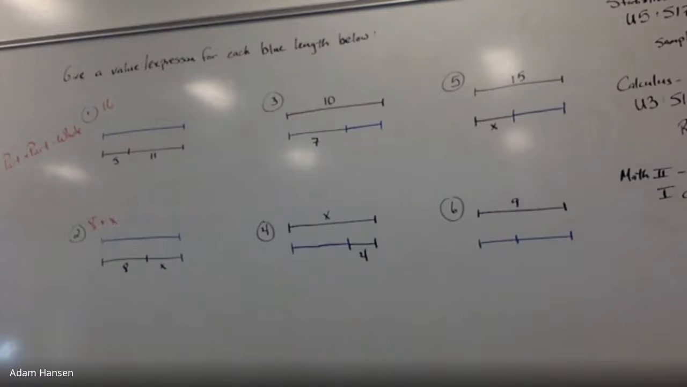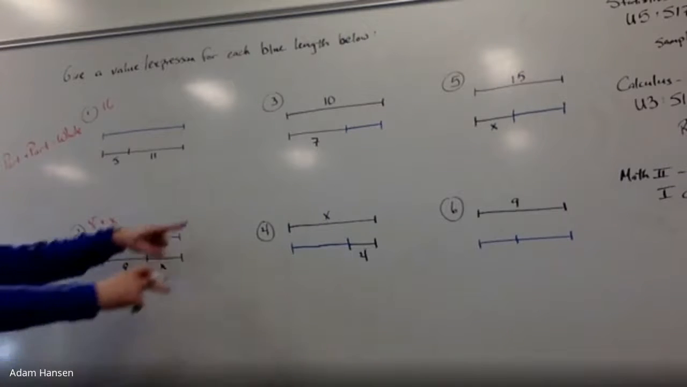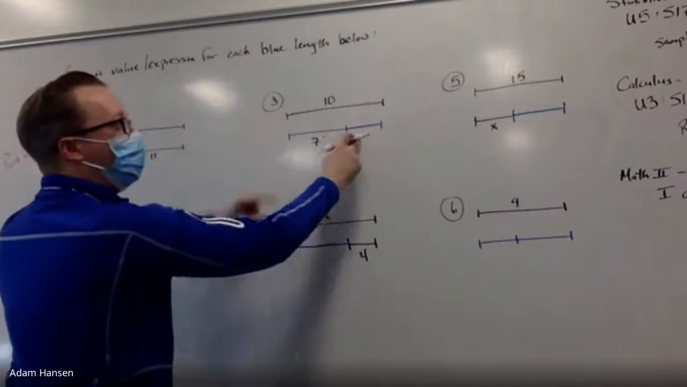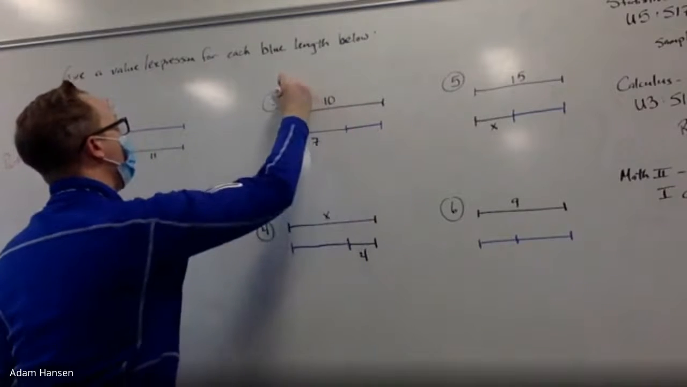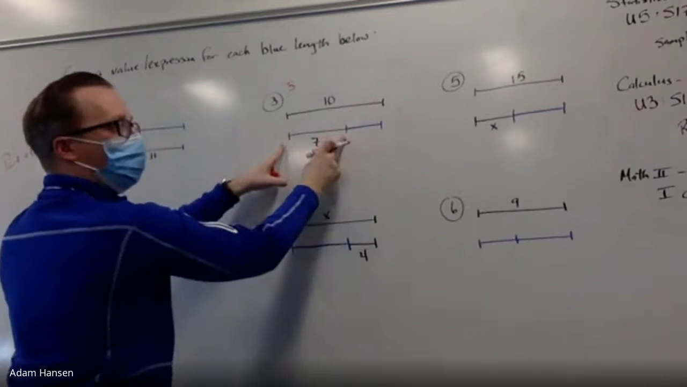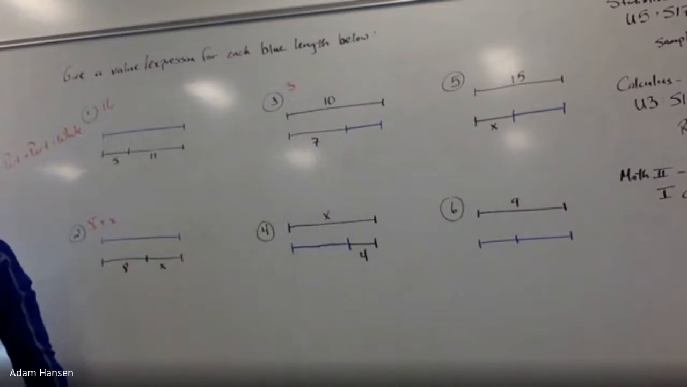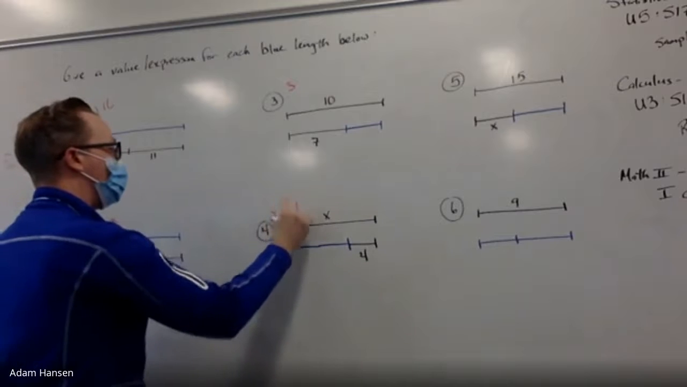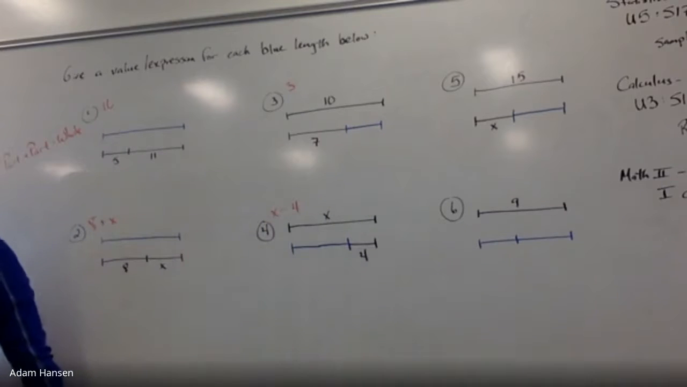On 3, 4, 5, and 6, now you're given the wholes and one of the two parts. If the whole distance is 10 and one part is 7, what's the other? 3. The other part is the whole length minus the first part. On question 4, the whole length is given as x. One part is 4, so what's the other part? X minus 4. Why not 4 minus x? X is the whole and one piece is 4, so it's whole minus part for the other part.